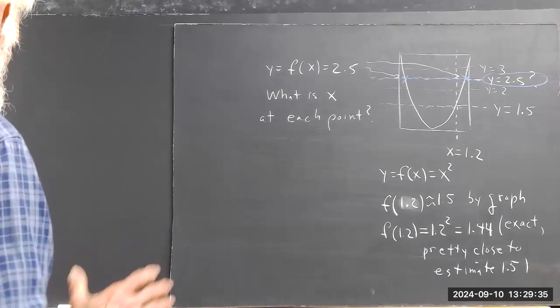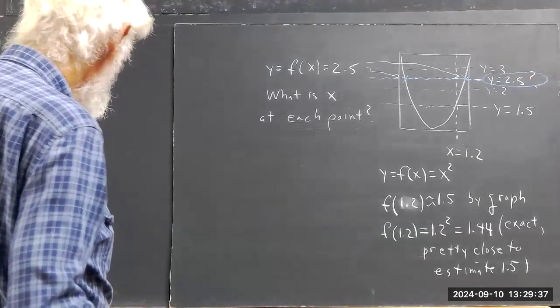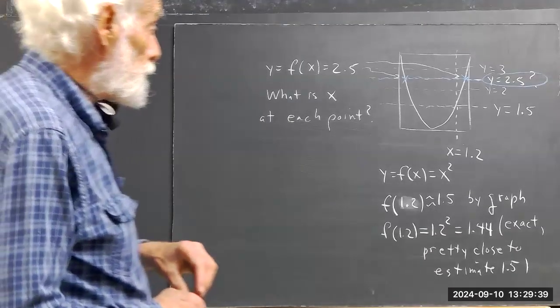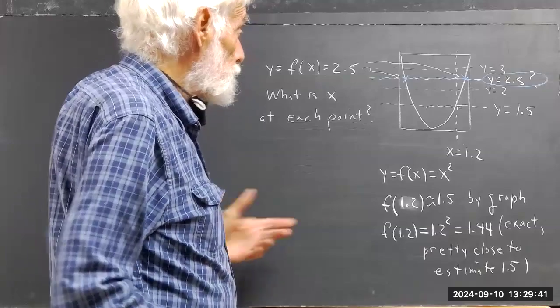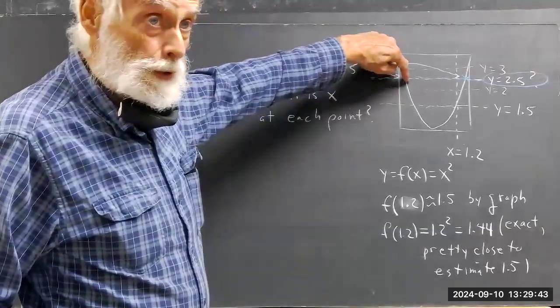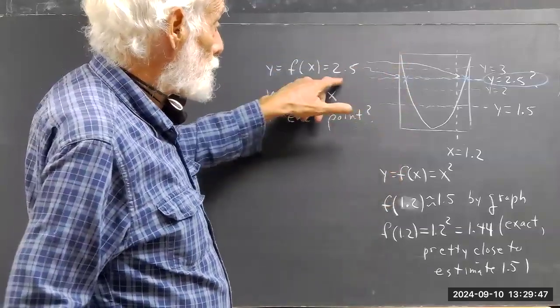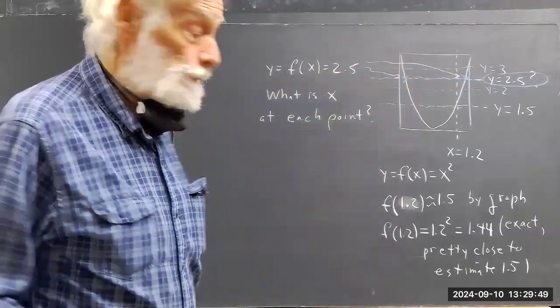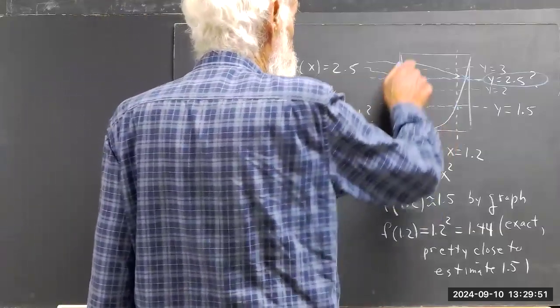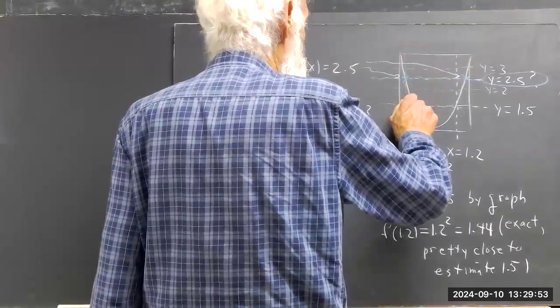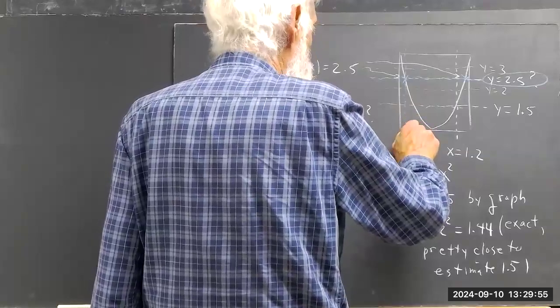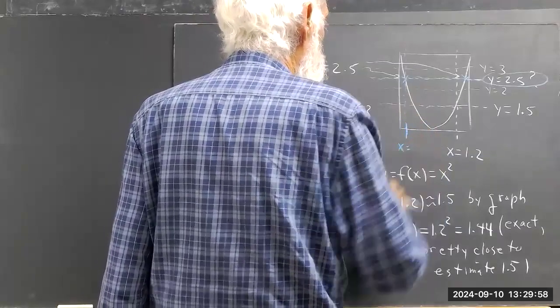Okay, if you didn't get something reasonable, I'll make sure you understand what I'm doing here. We want to find the x coordinate of this point. That's the x that makes y equal to 2.5. So x equals what on this line?